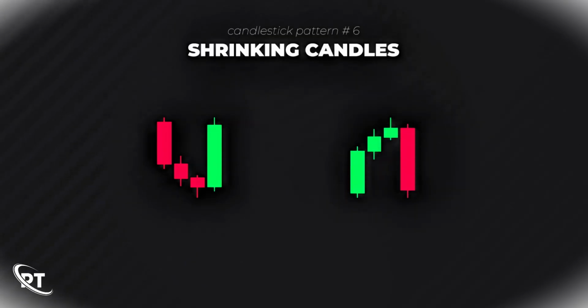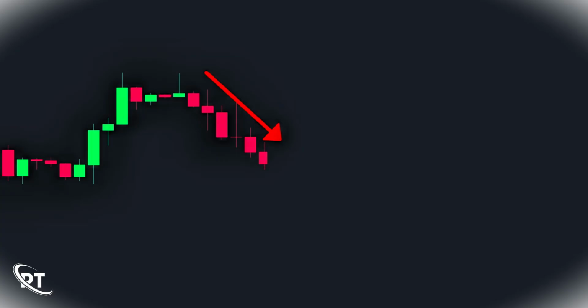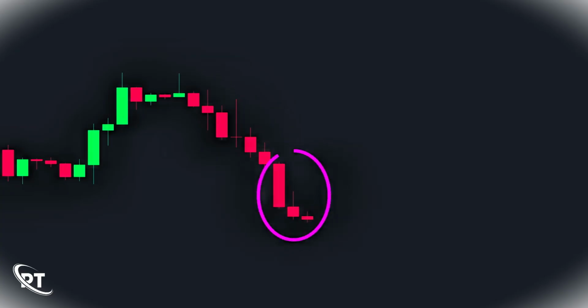There are 2 types of shrinking candles: a bullish shrinking candle pattern, where the 3 shrinking candles are red and the fourth candle is green, and a bearish shrinking candle pattern, where the 3 shrinking candles are green and the fourth candle is red. Whenever you see this type of pattern on a chart, it signals a possible reversal of the current trend. For example, if the price is in a downtrend and you spot 3 consecutive red candles, each smaller than the last, this signals that the previous downtrend is losing momentum. After that, a large green candle forms, showing that buyers are now more dominant and signaling a potential reversal to the upside. If you see this setup on a chart, you can enter a long position at the close of the green candle, with a stop loss at the low of the previous candle.